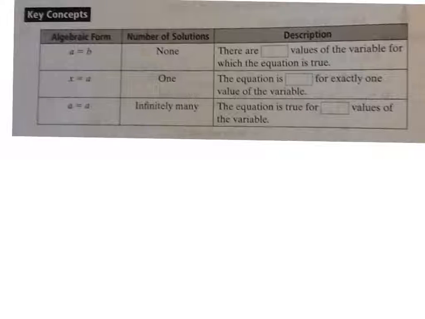So the first thing we need to talk about is what the different solutions look like. There is a key concept box in your workbook notes, and I want you to look at the solutions column first. So that's the middle column. It says none, which is no solution, one, or infinitely many. Sometimes you may see infinitely many written as just infinite.